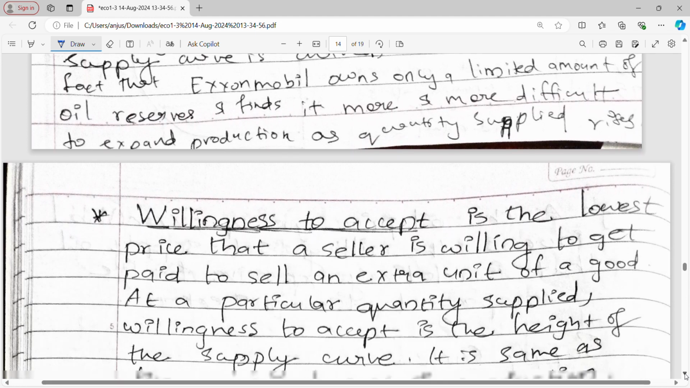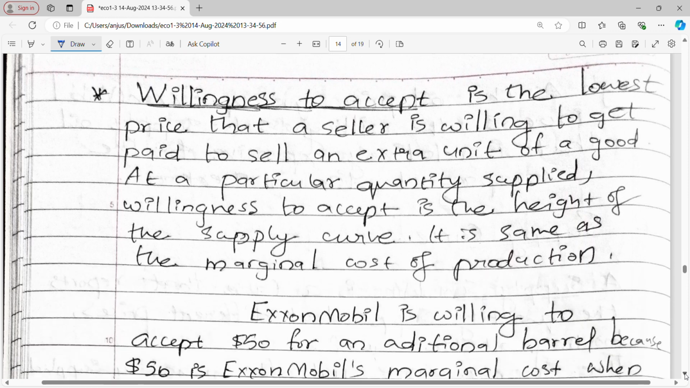Next is willingness to accept. It is the lowest price that a seller is willing to get paid to sell an extra unit of a good. In the case of ExxonMobil, it is $50. At a particular quantity supplied, willingness to accept is the height of the supply curve. It is the same as the marginal cost of production.